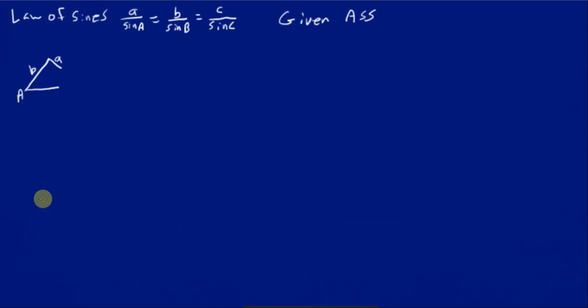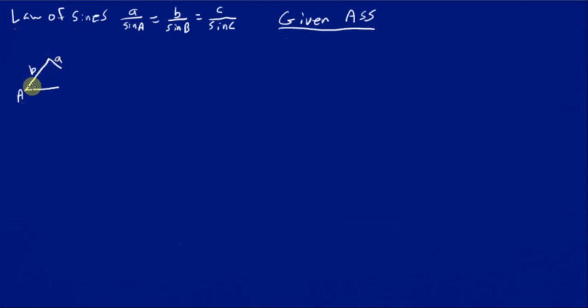All right, video is for May 4th, day 23, I believe. We're dealing with the law of sines, which you've already done. And the law of sines states these ratios are equal. Now we're going to be given the triangle angle side side. That is a non-included angle and two other sides.